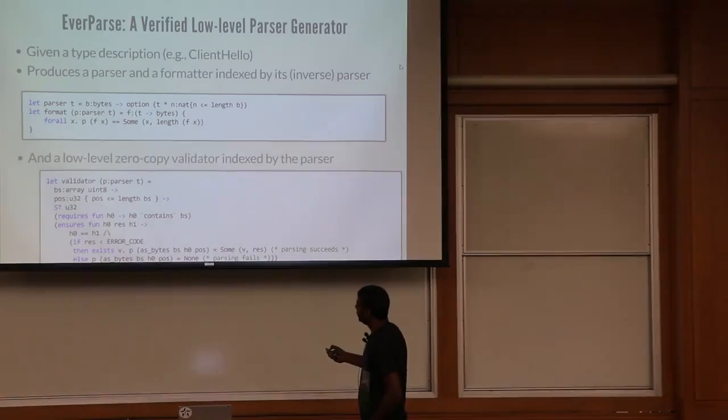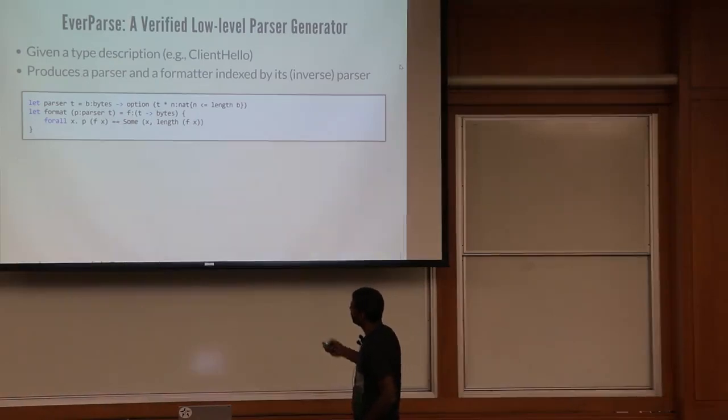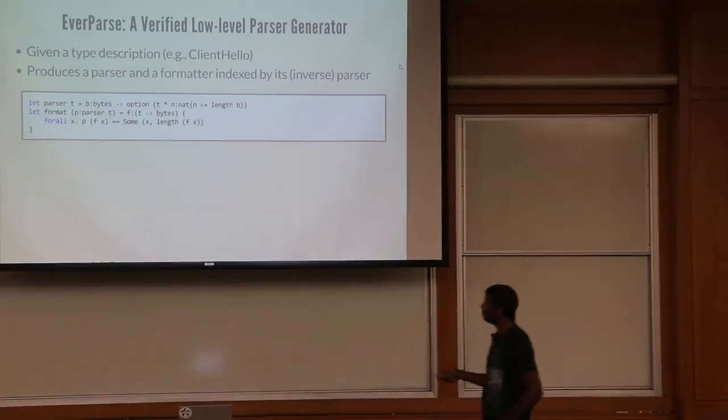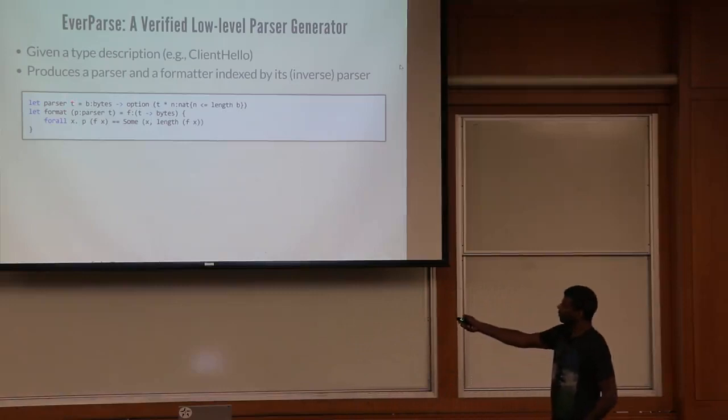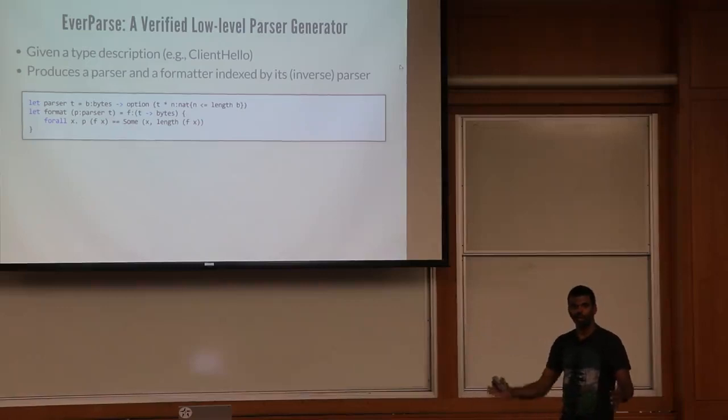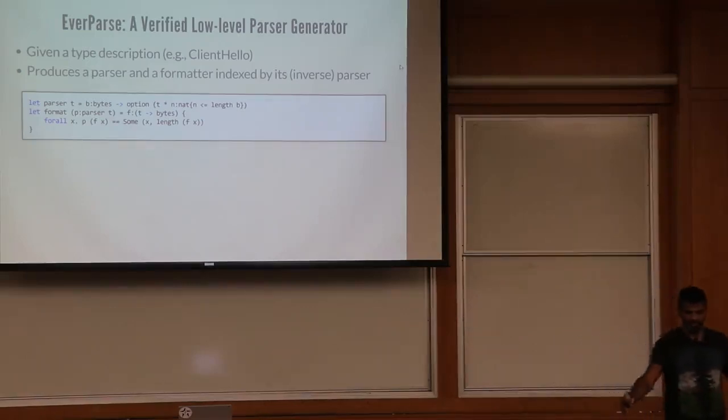So we have these parsers and formatters, but ultimately, given a network message, we don't want to parse it into some high-level value, because doing so would incur copies. What I would prefer to do is to just know that I have a network buffer. I know it contains a valid representation of some high-level message.